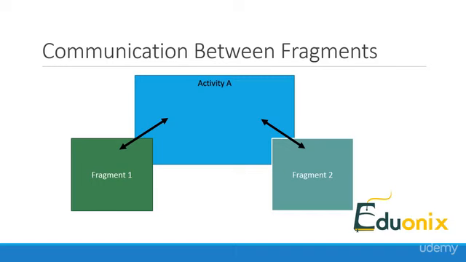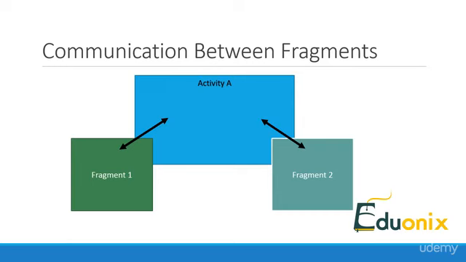Since both fragment 1 and fragment 2 have two-way communication with the activity, we can then pass messages through the activity to each fragment, as we see here in this diagram. For instance, if we have a user click event in fragment 1, and that user click event requires us to change the content in fragment 2, we can notify our activity and have our activity notify fragment 2 that it needs to update its content.